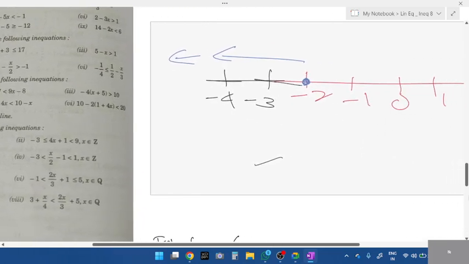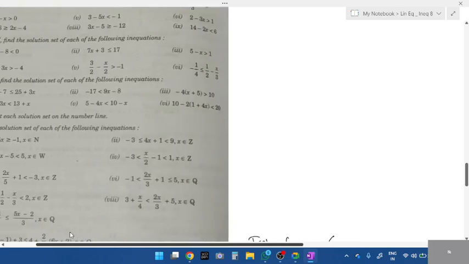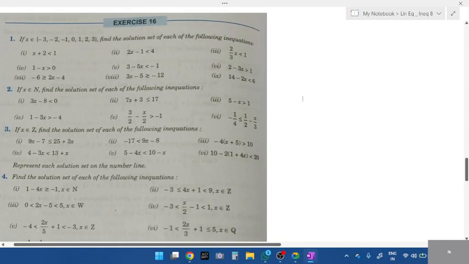Okay, so it took almost 40 minutes. The entire concept is done. We'll solve 2 or 3 questions, I'll give a break, then we'll continue. Look at the first question.